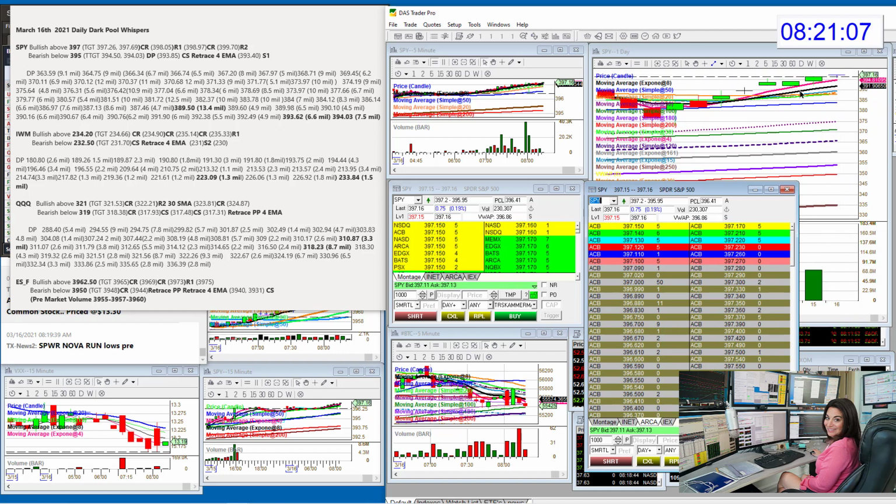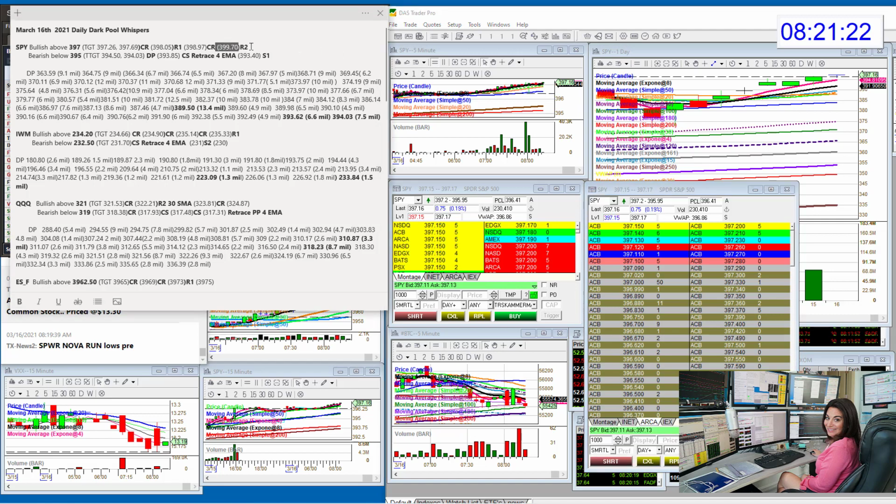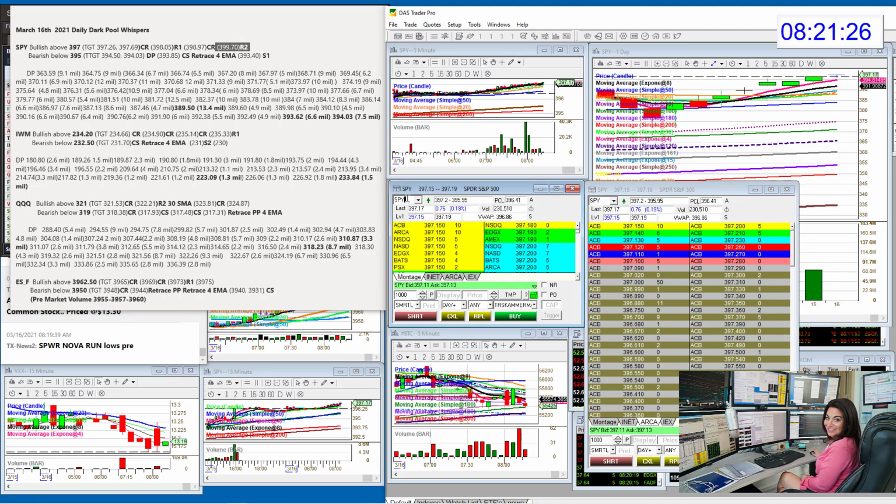The sky is clear, and we are above all the dark pool prints right now. So today we're going to be bullish above 397. We just went above there. And bear below 395. I did put the last target just shy of it. You should always get out right before a major level. And that is a big one.